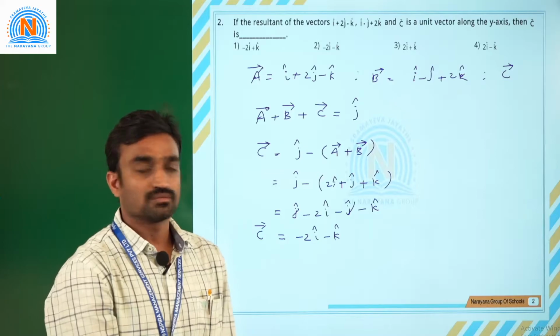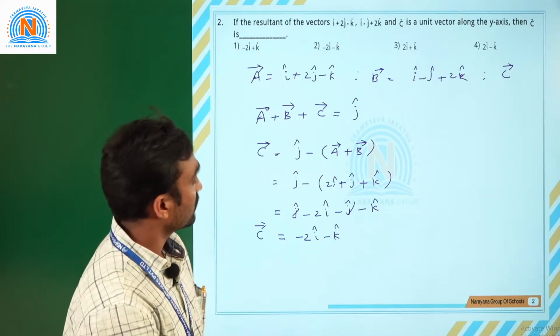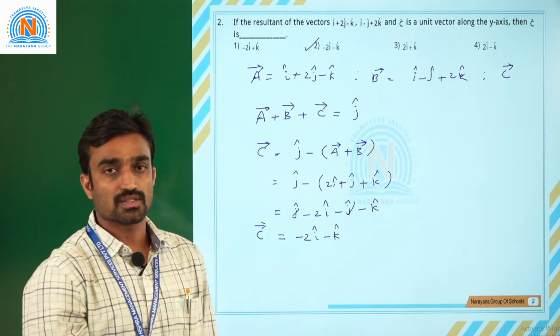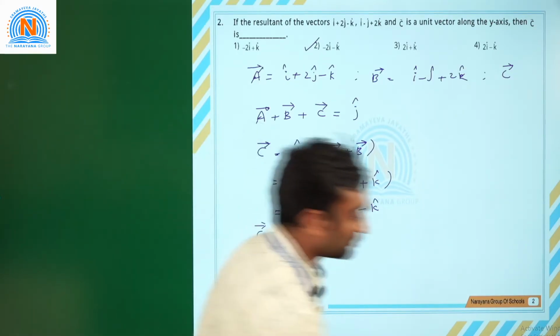Now, our option in this is minus 2i cap minus k cap. So option 2 is the correct answer. Now let's move to the next question.